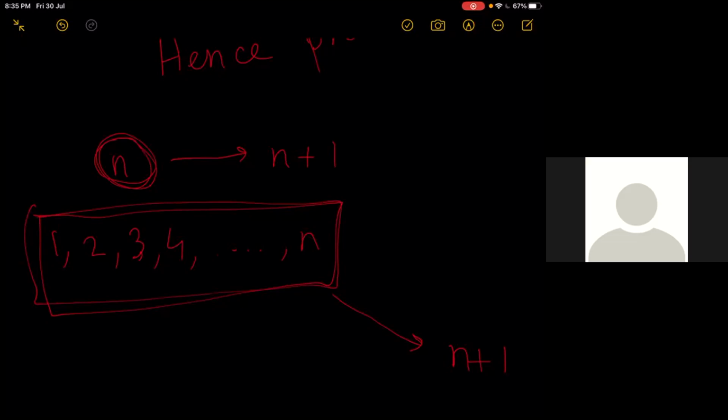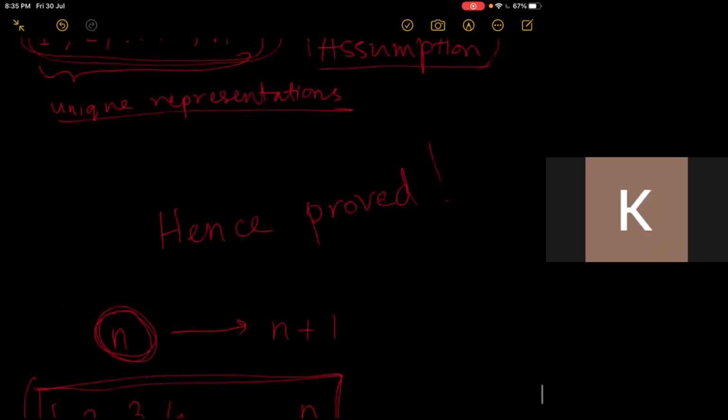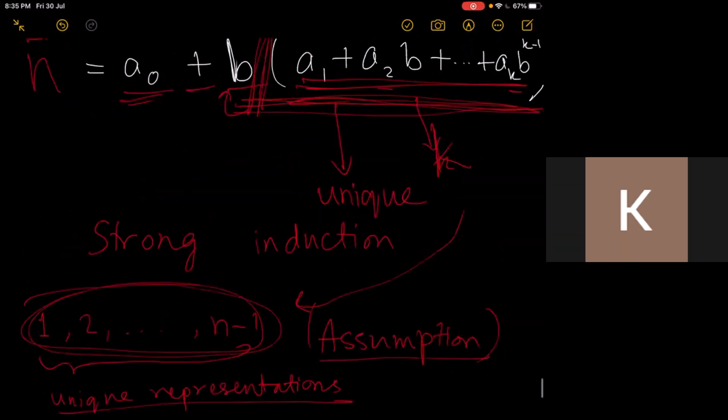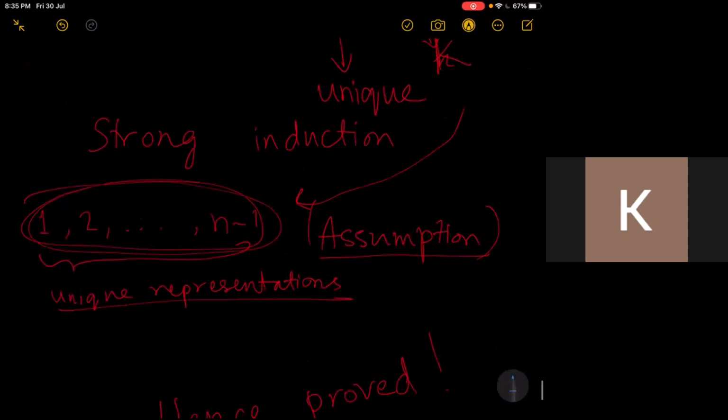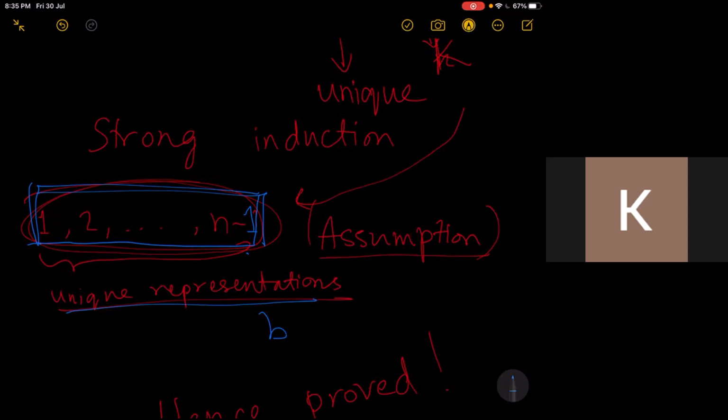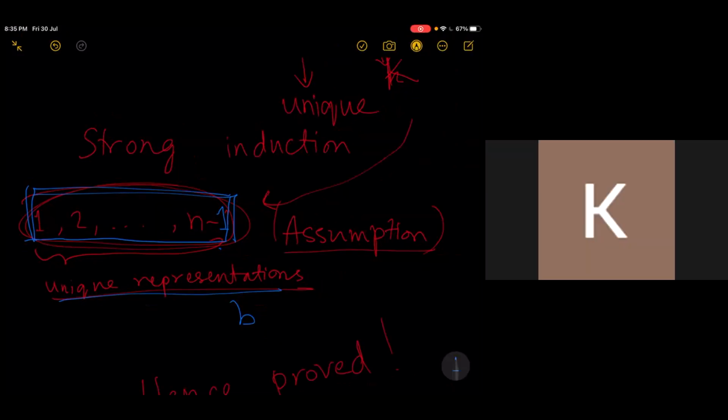So what did we do in the proof? Can you explain the proof? So in this proof, I have to prove it for n, right? Let me use another color to highlight. So using strong induction, I assumed it for 1, 2, 3, 4 till n minus 1. Everyone I assumed it to be true. What I assumed is that from 1 to n minus 1, all natural numbers have a unique representation in base B. Got it? This is what I assumed.